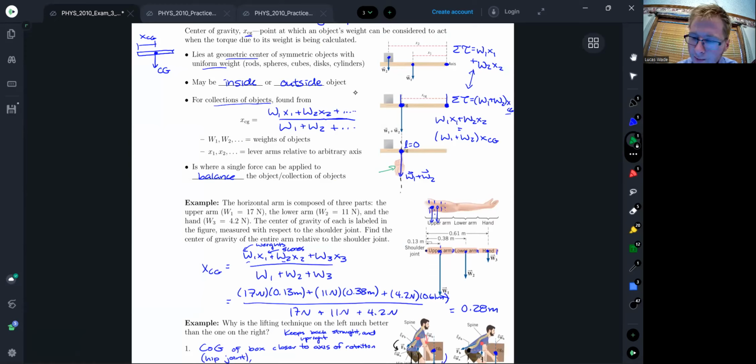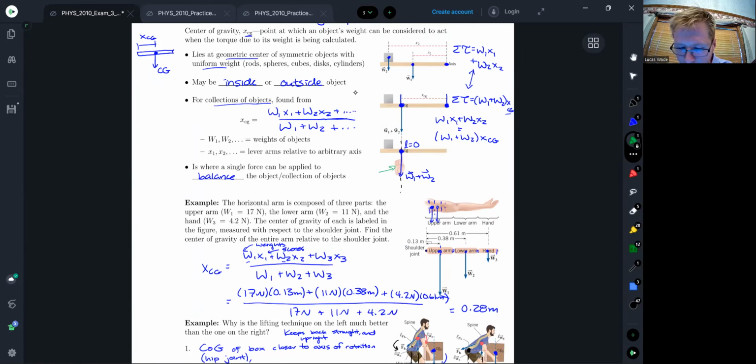So yes, Kala, in that if you support the object at its center of gravity, it will balance. But in general, the center of gravity is the point we can treat the weight of an object as acting in calculating the torque that object produces around an axis.